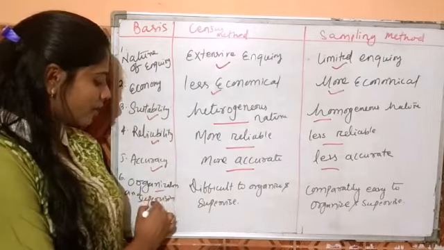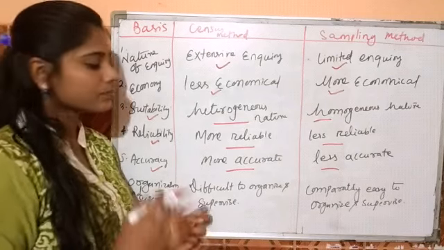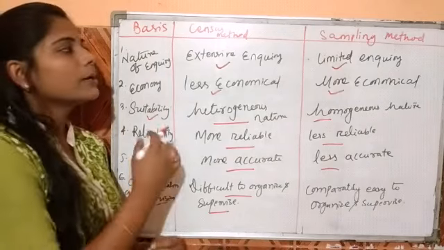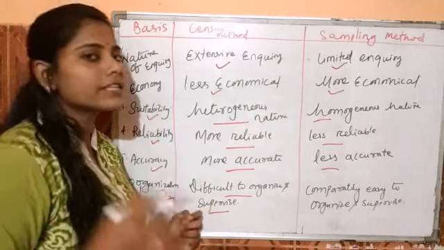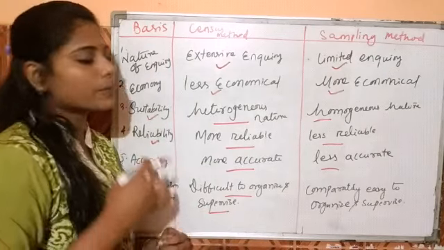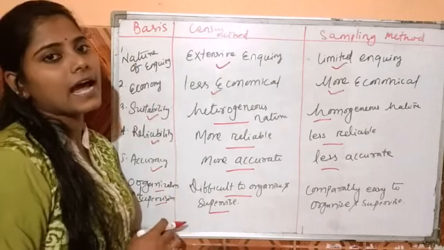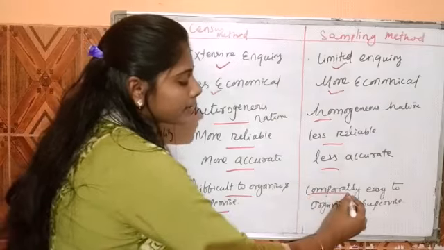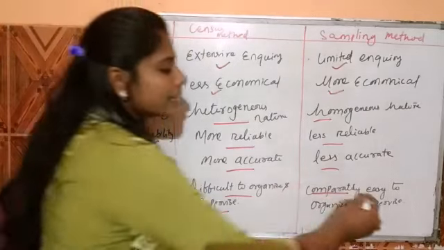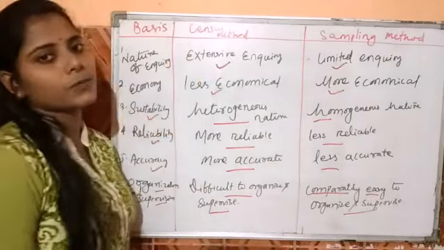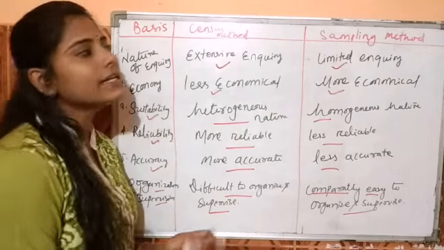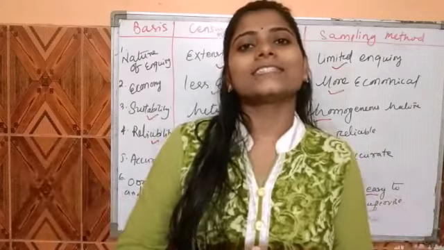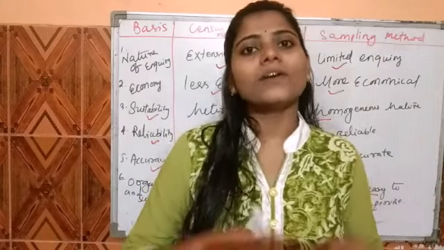And the next is organization and supervision. In the census method, it is difficult to organize and supervise because the area of investigation is large, so many difficulties arise in collecting the data. In the sampling method, it is comparatively easy to organize and supervise. So these are the differences between the census method and the sampling method.